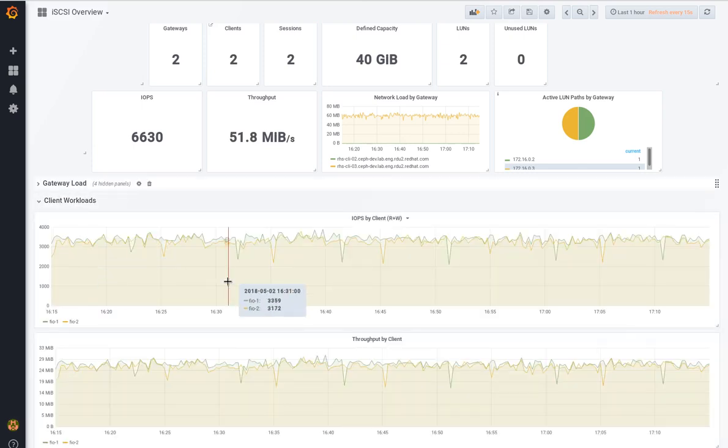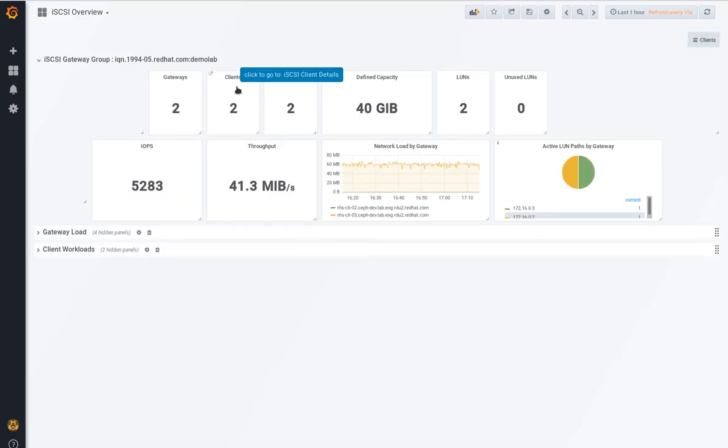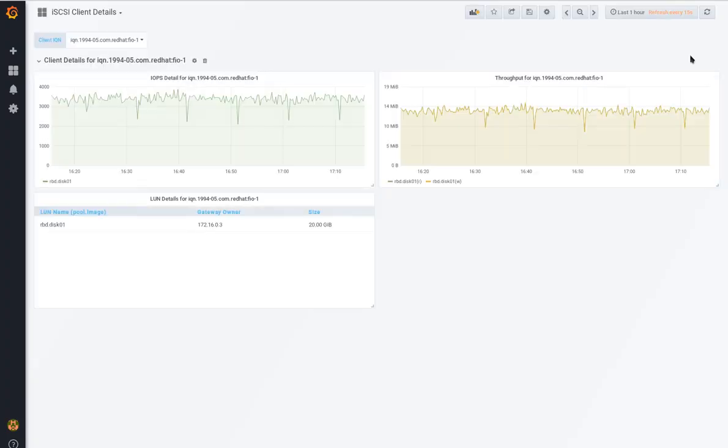And then we've got a breakdown at a high level of the clients. So every client will appear on here and show you how busy those particular clients are in terms of IOPS and throughput by client. So in this case, I've got two clients running, FIO1 and FIO2, and they both are doing the same workload, which is why their lines are pretty much tracking. If you wanted more information about clients, then you can either click on the clients panel, or you can go to the right-hand side, which is where we've got the little menu selection, and click iSCSI client details. Now we can dive into the specifics for that particular client.